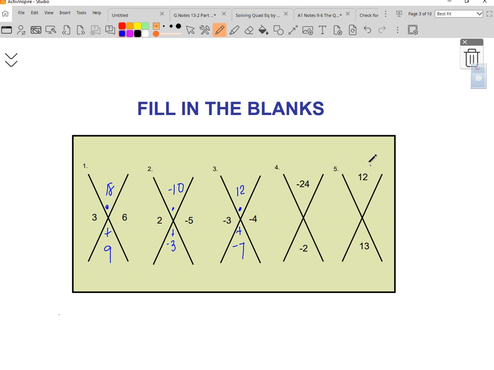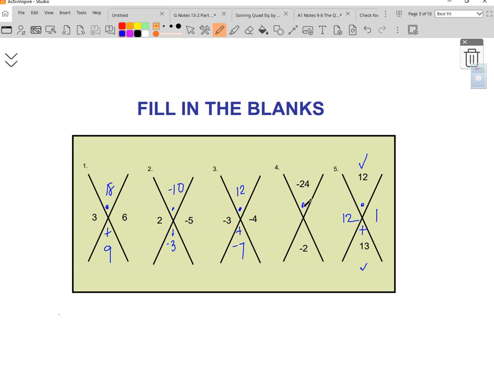All right, and 4 and 5 are in the form that we're going to be using today. We are going to be able to find the product and the sum, and we're going to use those two to find these two numbers. So what two numbers, if I multiply them together, do I get 12, but if I add them together, I get 13? 12 and 1. Does not matter which order. 12 times 1 is 12. 12 plus 1 is 13.